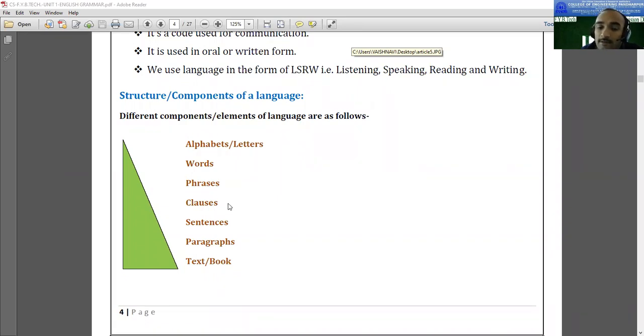After that, when phrases are written in a meaningful order, they form the clauses. And when clauses are written in a proper manner, they form the sentences.